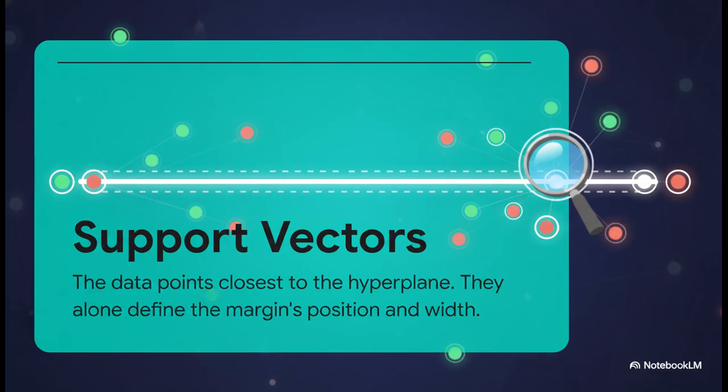And here's the really fascinating part. That widest road, its position isn't determined by all the data points. It's defined only by the points that are closest to it, the ones sitting right on the edge of the road. These are the support vectors. You can think of them as the most difficult, most ambiguous points to classify. And they alone support the entire structure of our hyperplane. You know, if we removed any of the other points, the line wouldn't move an inch. But if we move a support vector, the optimal line shifts right along with it.